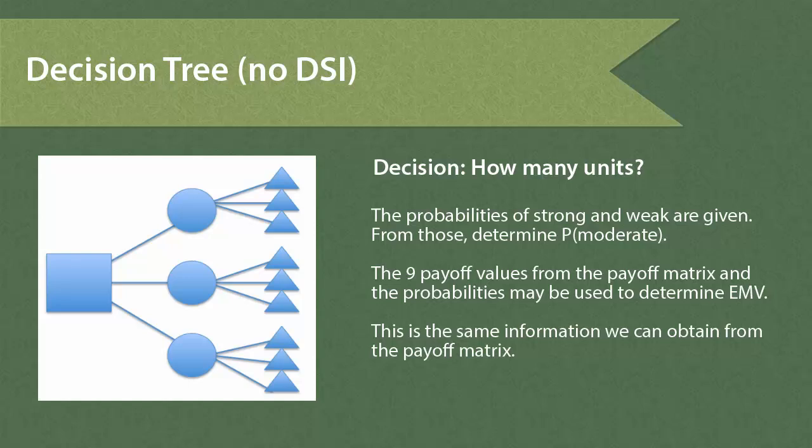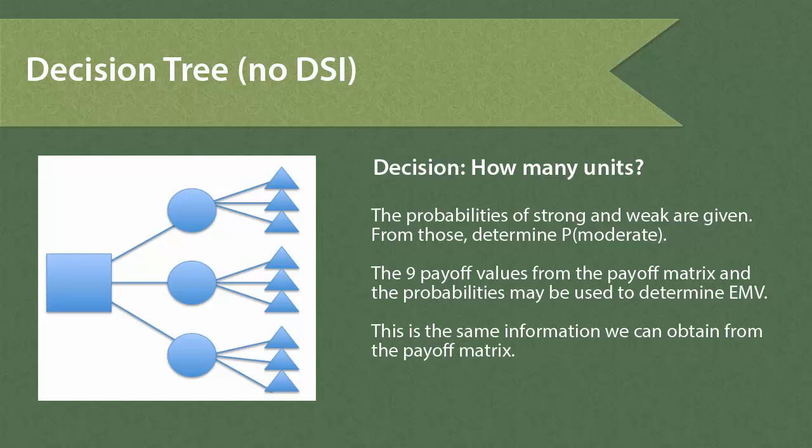Those 3 circles that we see, the decision of 100,000, 75,000, or 50,000 units, takes us to a chance node, because no matter what, the economy is going to be either strong, moderate, or weak. So we can calculate the EMV from our decision tree as well. This would be no different than what we could obtain from the payoff matrix. The only difference is that we could visualize this.